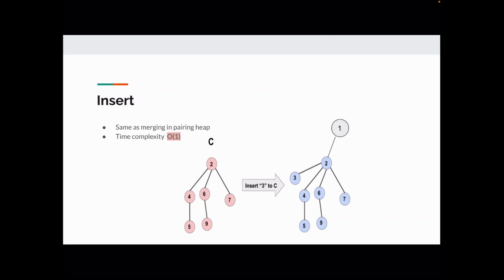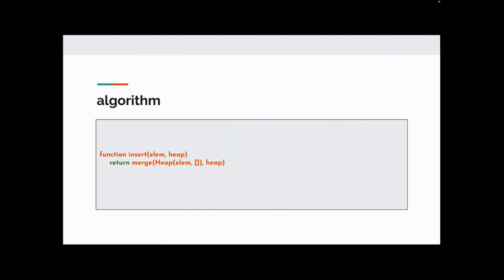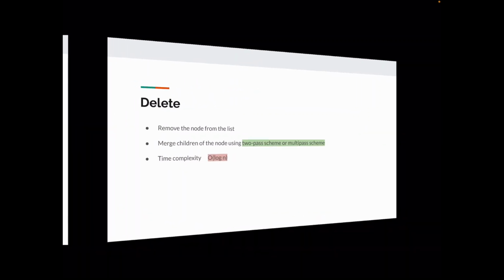So if you want to add 1, since 1 is less than the root node C, it would become the root node. Here is a simple implementation. Again, it's just a merge operation.